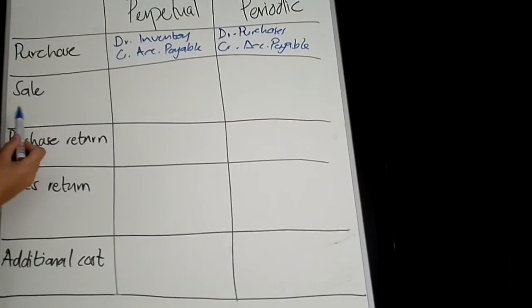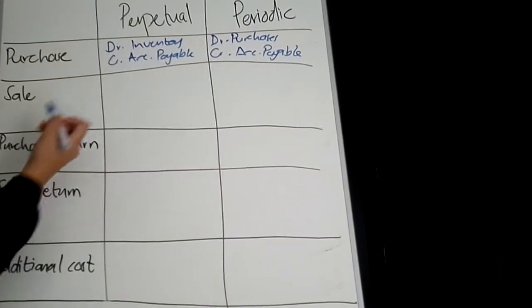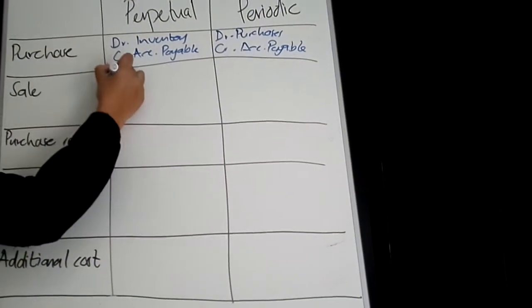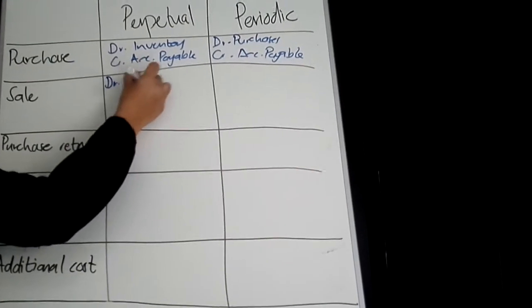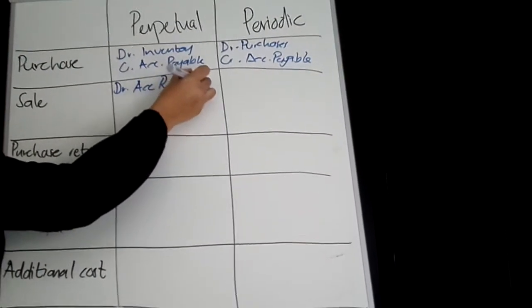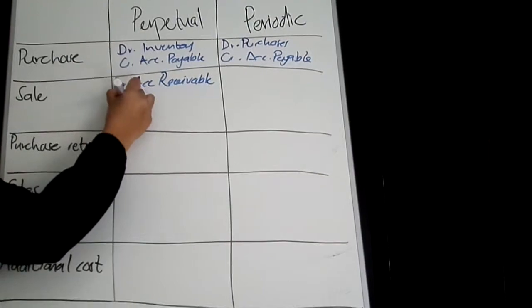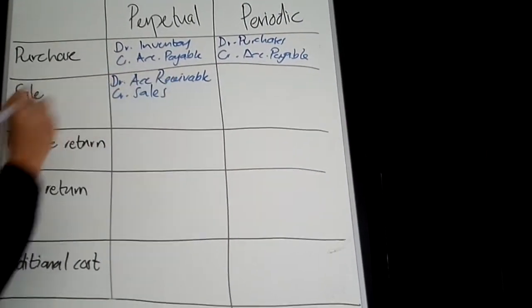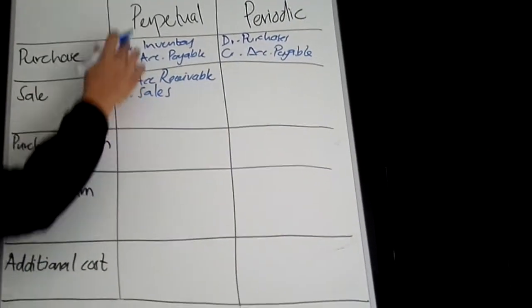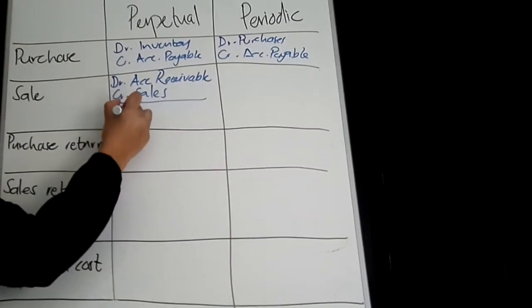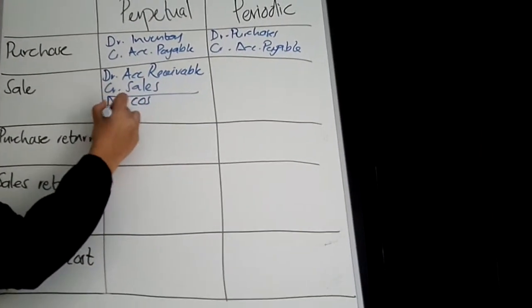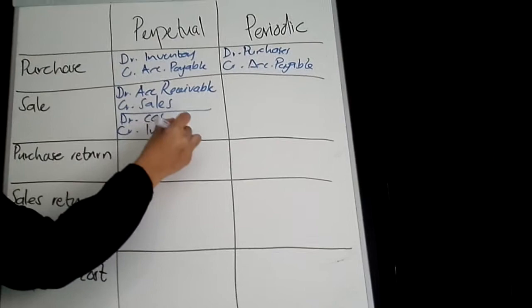The next transaction is a sale transaction. If you are using the perpetual method and you are selling inventory, you debit accounts receivable or bank depending on how you sold it, and you'll credit sales. You have a second journal entry for the perpetual method. You debit cost of sales and you credit inventory.